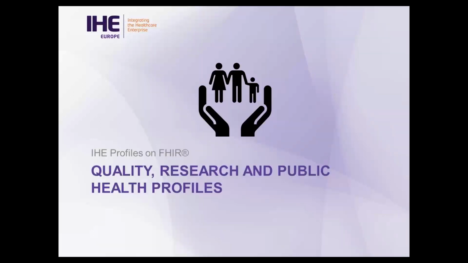So we are now entering the last domain, quality, research, and public health. Three different subdomains that we've put together because we found that the issues that quality, research, and public health have are very similar, and they are dealing essentially with secondary usage of the data, either for quality measurements, or for research, or for public health action, both on planning and reaction. So here is a list of profiles.